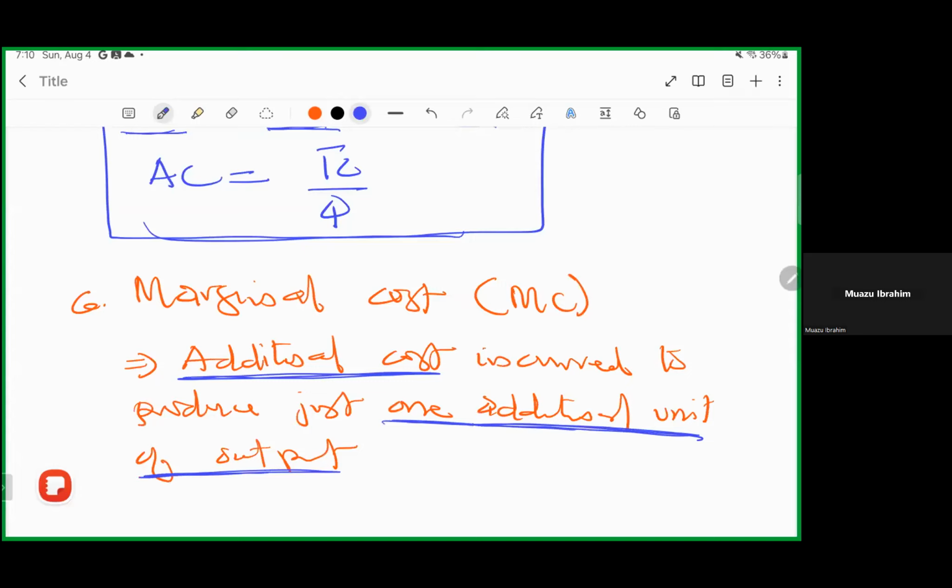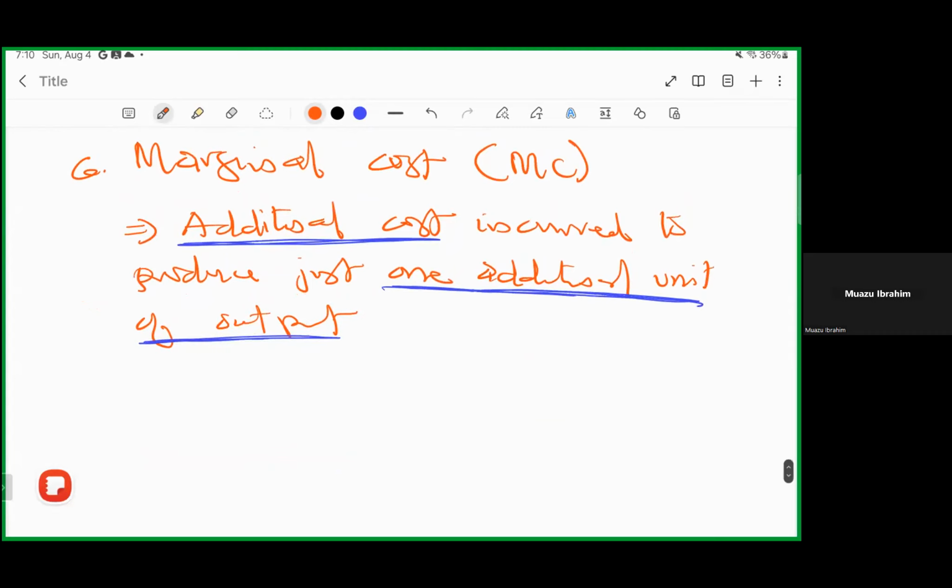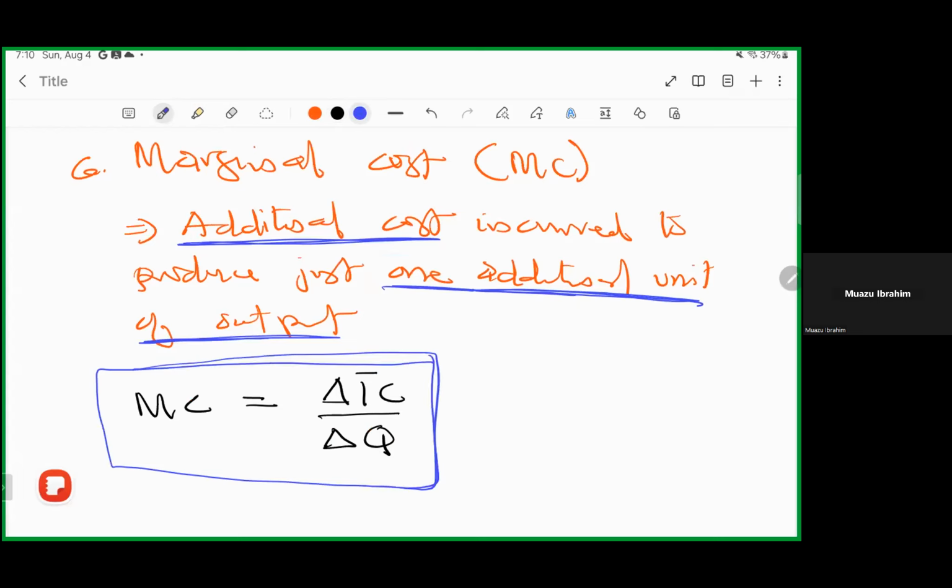One additional unit of output. Which means if you produce a certain amount of output and you want to increase the output, the extra cost that you will incur to be able to produce that one unit of extra output is called the marginal cost, which means that the marginal cost is the same as the change in your total cost all over the change in your output. So this is the marginal cost.